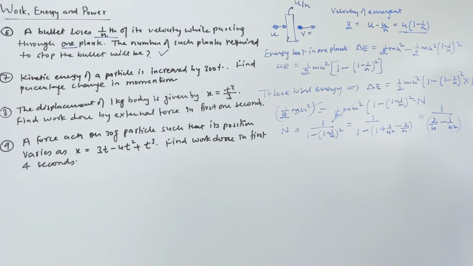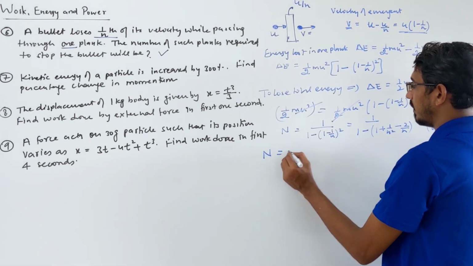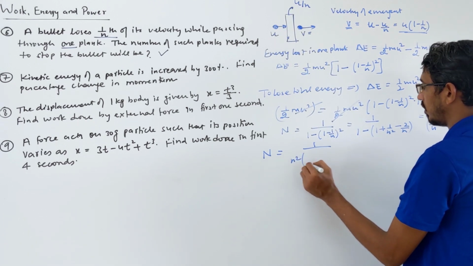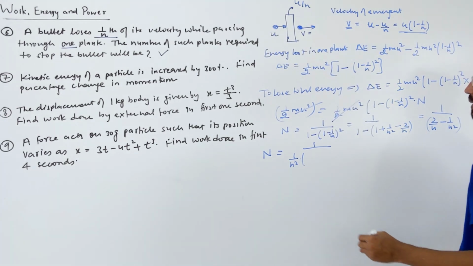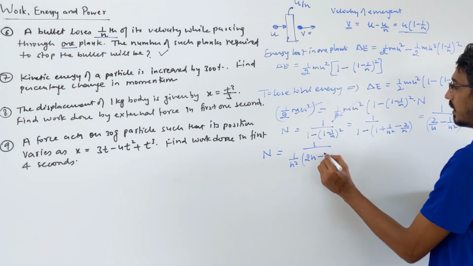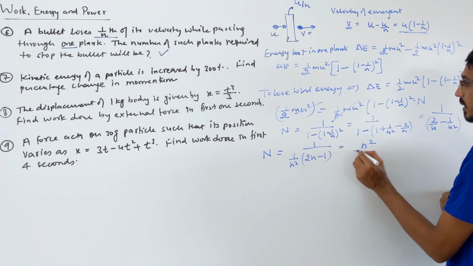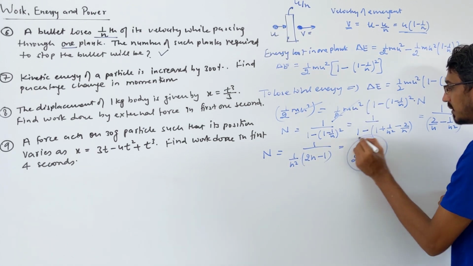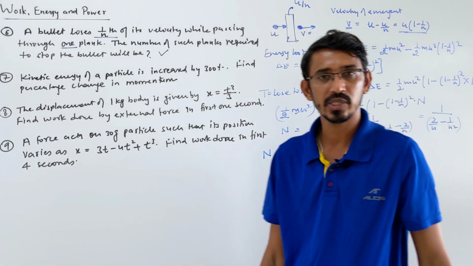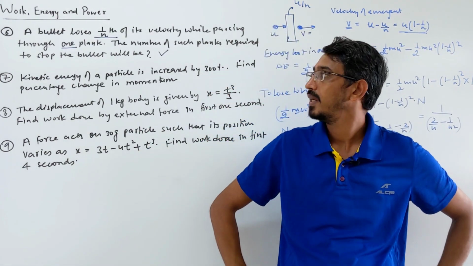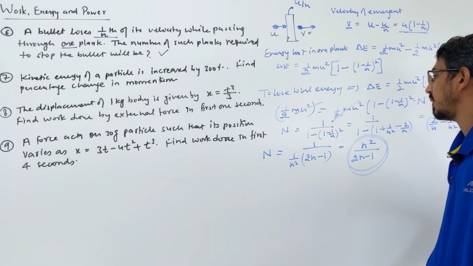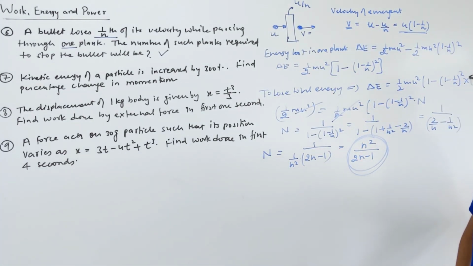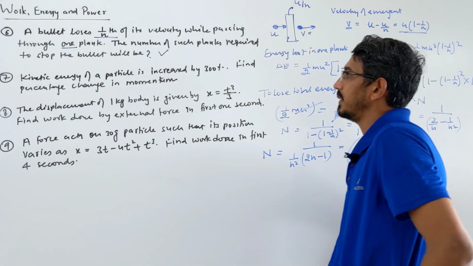Okay, so what you can do here is take n square common. If you take 1 by n square common, what remains? Here we need n, so it becomes 2n, minus 1. So n square goes up: the number of planks required is n square upon 2n minus 1. This is the formula. You should remember it directly, and you should also understand that if after passing one plank it loses 1 by nth of the velocity, then how many planks will be required to stop this bullet? Okay, nice. Let's move to the next question.